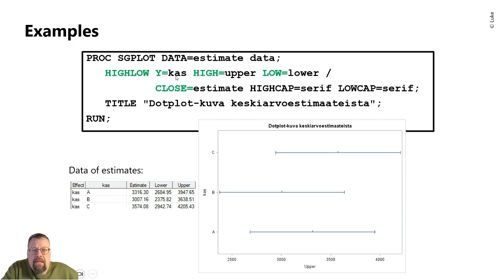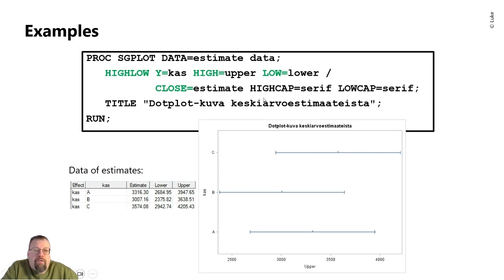defined the y variable to be this cos, which means treatment, and then high and low would be the upper and lower, so they are the ends of the confidence limit, and then after the slash we can use the close option to define the estimate that gives us this tick here.